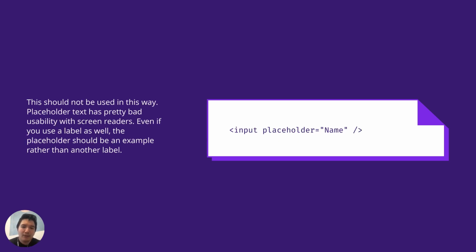So placeholders should not be used in this way. Placeholder text has pretty bad usability with screen readers. Even if you use a label as well, the placeholder should be an example rather than another label, because how the screen reader is going to say it is it's going to say an input, comma, name for the label, and then comma, name for the placeholder. So it's not going to give you the best UX. So don't use the placeholder as the same name. But generally, there's no need to use a placeholder anyway. It's not something that's going to be that useful.